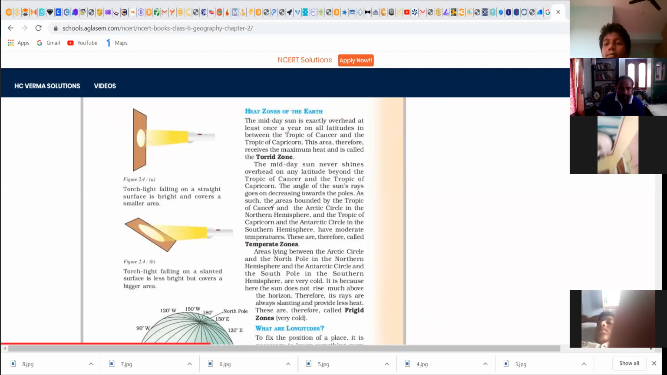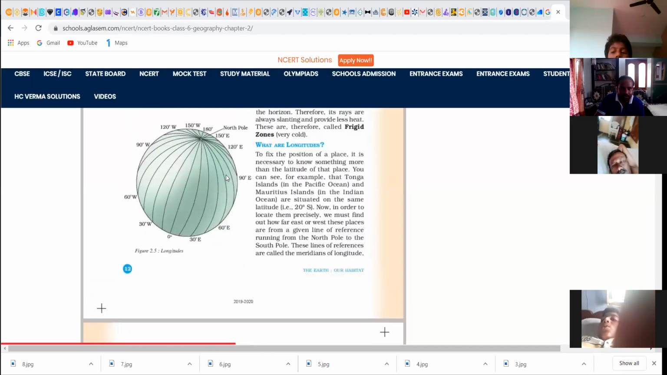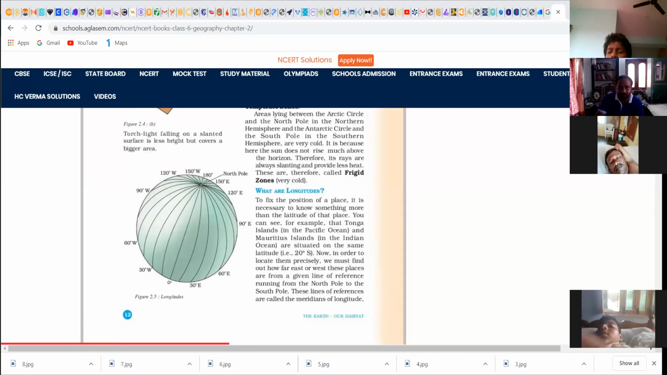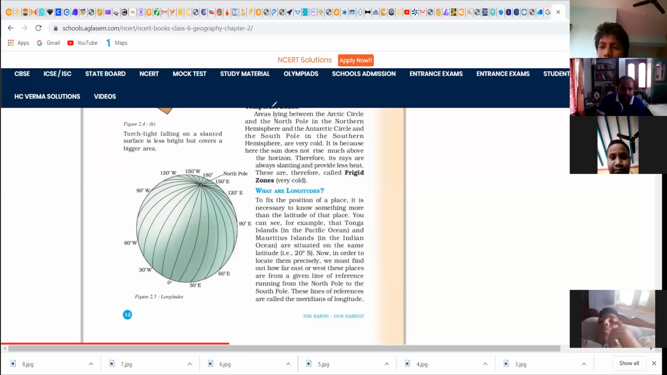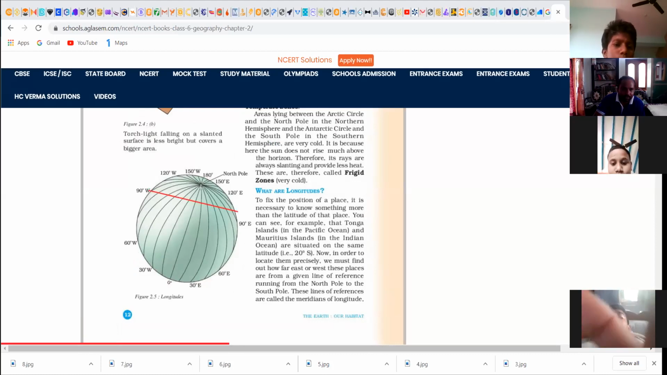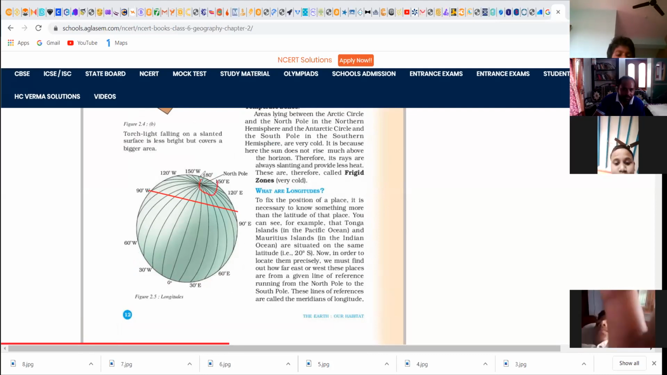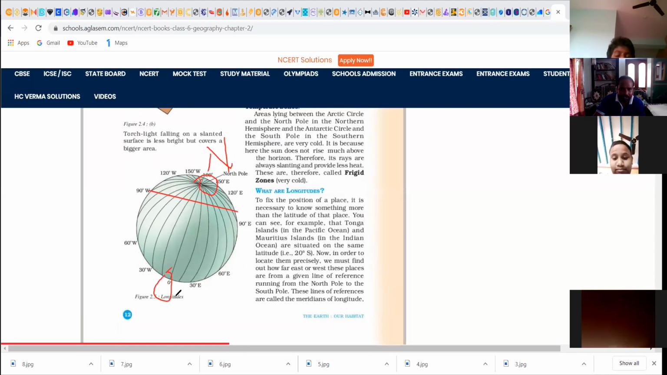Next, see here. This is the longitudes. So here we can see these longitudes. So longitudes are present here. From here we can see these lines, from this place to this place, from here to the downside. So it is called the North Pole, and this is called the South Pole.